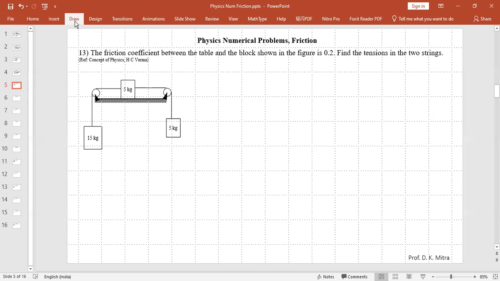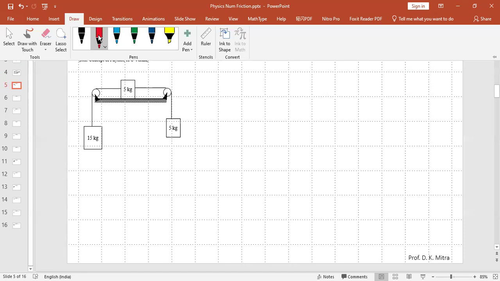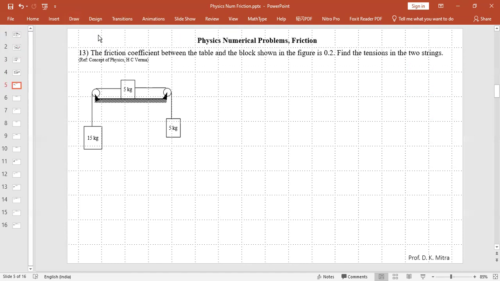This problem says that the friction coefficient between the table and the block, as shown in figure, is 0.2. So mu here is 0.2. Find the tensions in the two strings. There is one string T2, there is another string T1. Let's say these are the tensions. Since there are two strings, there will be two different tensions.